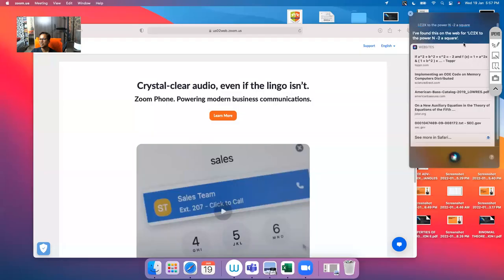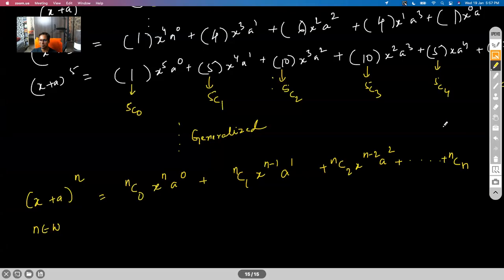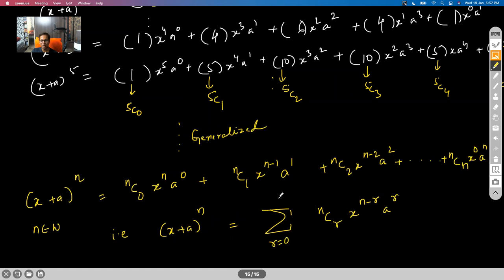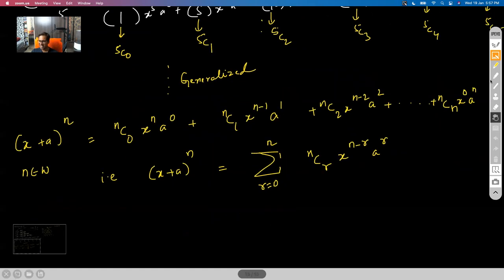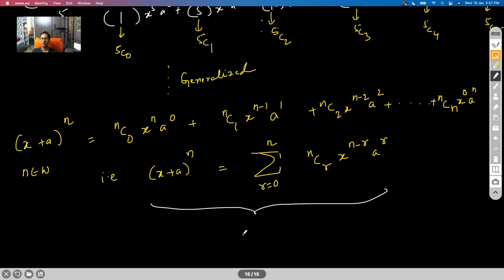Okay. Is it fine? Any questions, any concerns? In short, he figured out that you can write this as summation NCR x to the power n minus r, a to the power r, r going from 0 to n. So this particular expression that you see on your screen is what we study as the binomial theorem for whole number index. Please note this down.